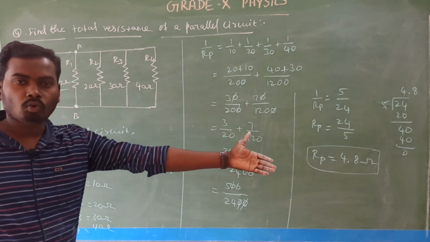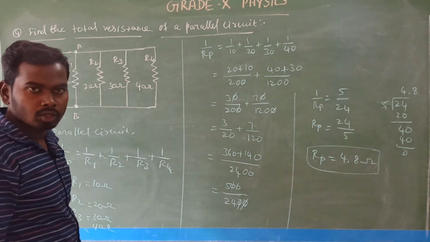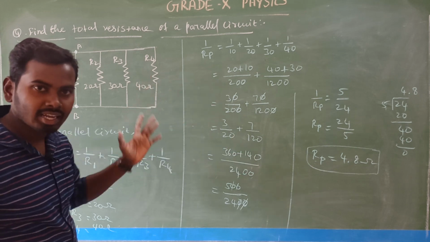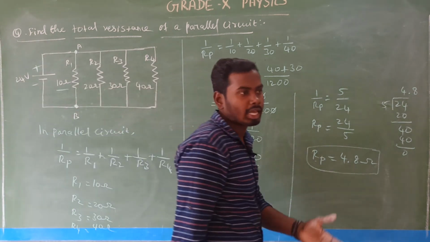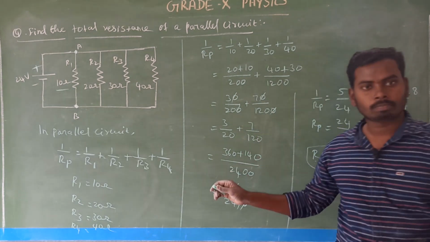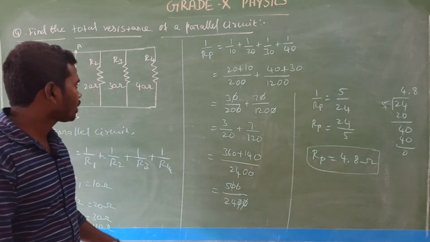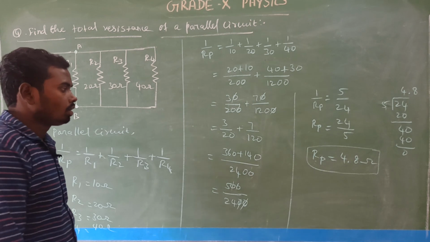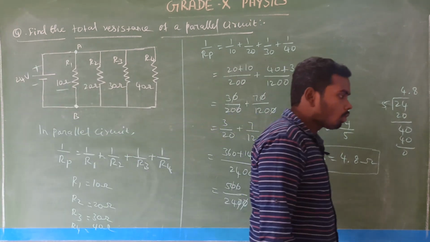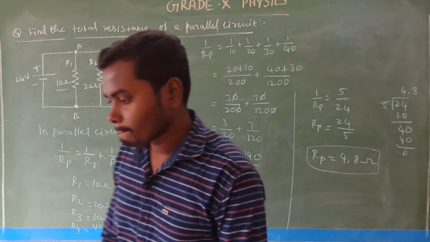So look at the 4.8 only. In this combination, the least resistance value is 10. So here the total resistance value is lesser than the smallest individual resistance value connected in the parallel circuit. So this concept is proved here. Am I right? That's a very easy one. So the total resistance value is equal to 4.8 ohm, students. That's all, students. Very easy one.